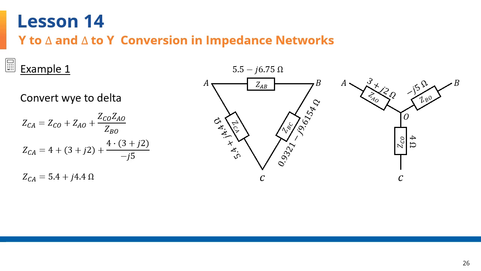In the next example, I'll start with the delta configuration with the same values as you see here, and go ahead and find the values for the Y equivalent of it. The advantage of using the same delta impedances is that we already know what the answers are, so that will check on our calculations. We gotta make sure that we get these values back in going from here to here.